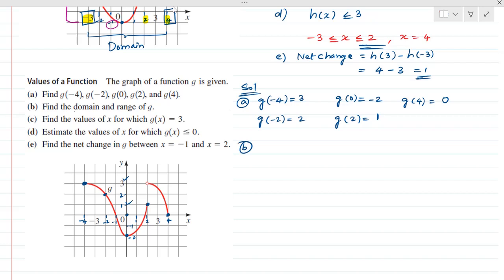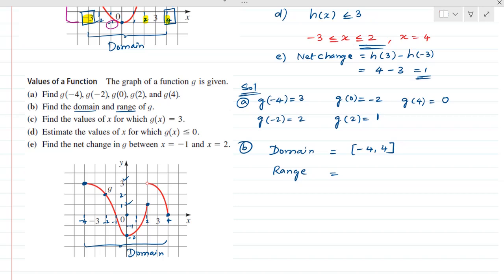Now the next one is the domain and the range. What are the domain and range? The domain of g and the range of g. So what is the domain here? The x value. We will find it. The x value is from -4 to +4. So this is my domain. The domain is -4 included, and +4 is also included because of this dot. If it is open, there is a hole like this. So both are included here.